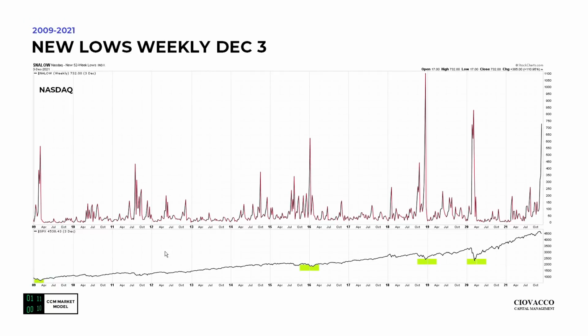This is a week ago. This is as of Friday, December 3rd. Again, this is being recorded on Friday, December 10th. This is NASDAQ new lows. This is a rare reading. This is a rare spike in fear or almost near panic that we saw a week ago.